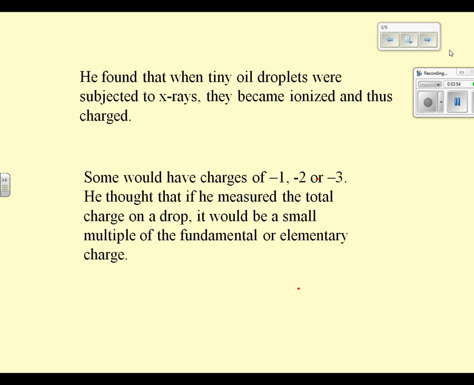He thought that if he could measure the total charge of a drop, it would be a small multiple of the fundamental elementary charge. So he tried to figure out what the charges were on these oil droplets, and then said that that is a multiple of the fundamental charge. Multiples of 5 would be 5, 10, 15, 20. So he discovered these numbers, made a graph, found the slope, got the elementary charge.